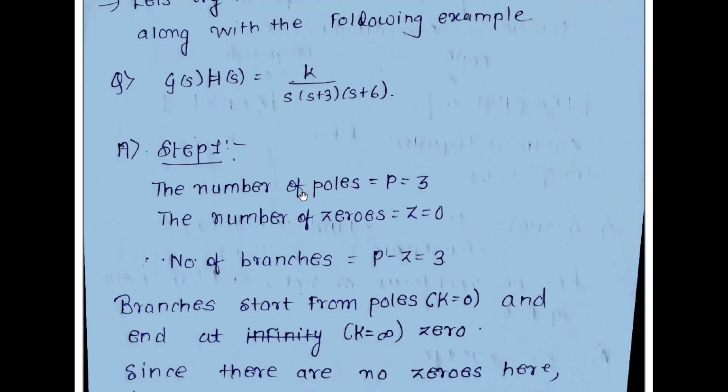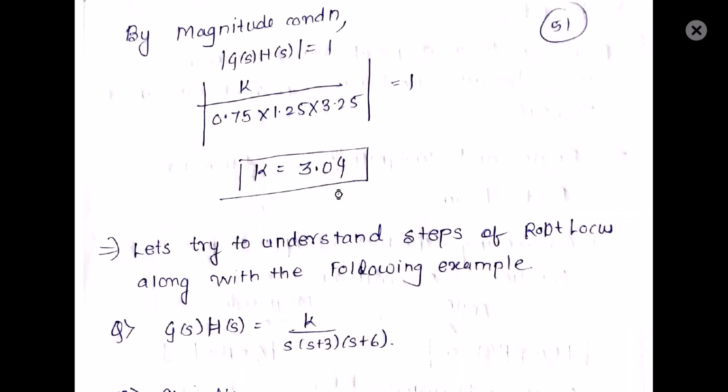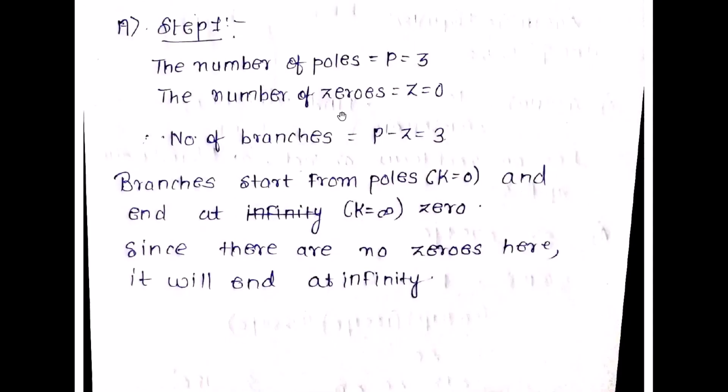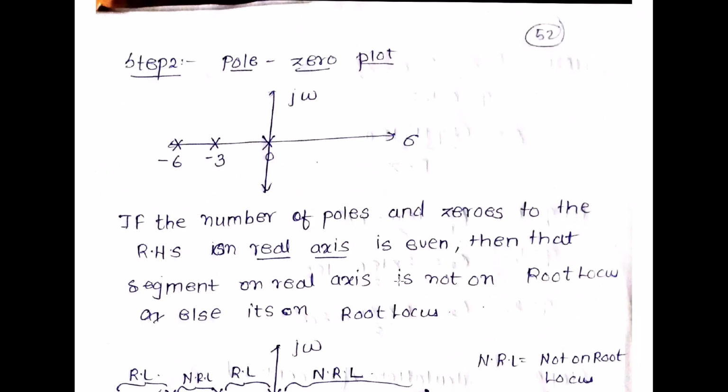So basically what was happening is, in this question, I found out the number of poles and the number of zeros. The number of branches is the number of poles minus the number of zeros, that is 3 minus 0, which is 3. The branches will always start from the pole and end at a zero. Since there were 3 poles but no zeros, my branches will start from the poles but will end at infinity, since there are no zeros to terminate at.